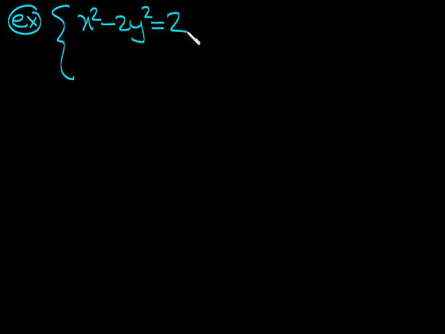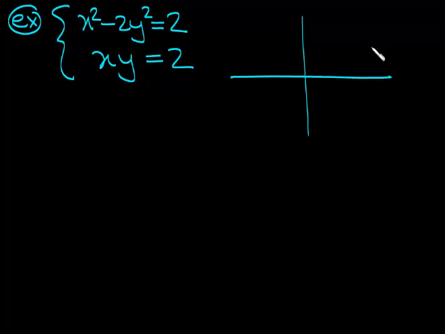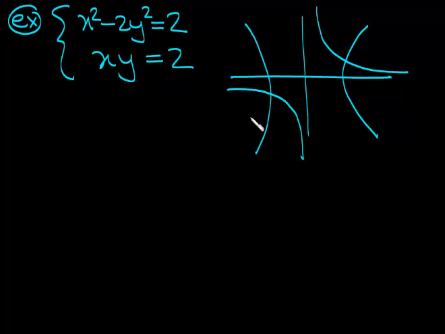Let me give you one last one, and then, like I said, we'll wrap it up. Here's another nonlinear system. We have x squared minus 2y squared is equal to 2, and we have xy is equal to 2. The first equation is a hyperbola again, except this time it opens sideways. The second equation looks like what we had before. It's really a hyperbola too, which is rotated.